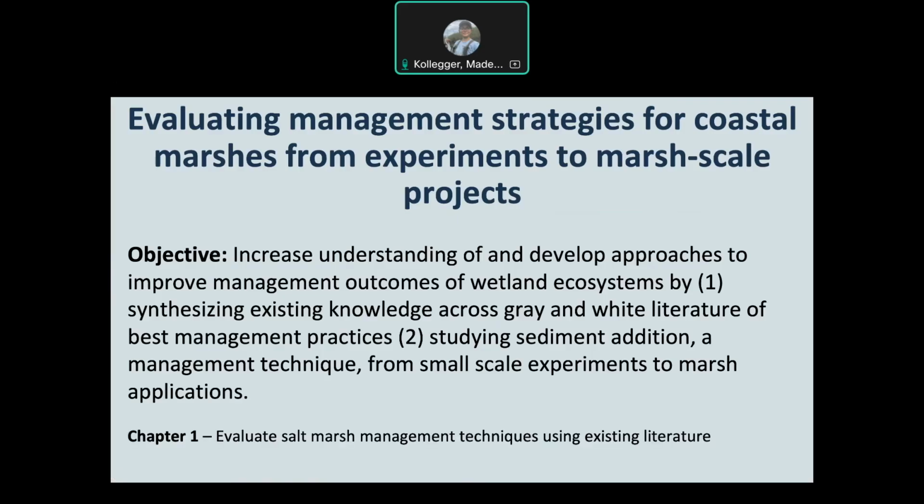And so in my first chapter, I evaluate salt marsh management techniques using existing literature. And in chapters 2, 3, and 4, I evaluate one specific technique using experimental and field survey work.